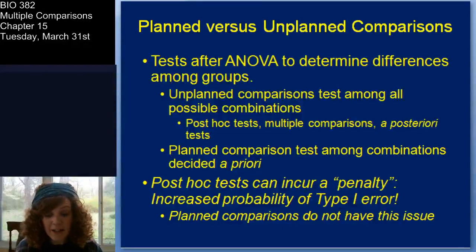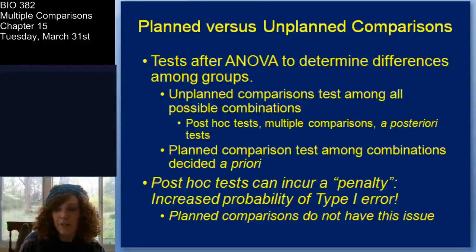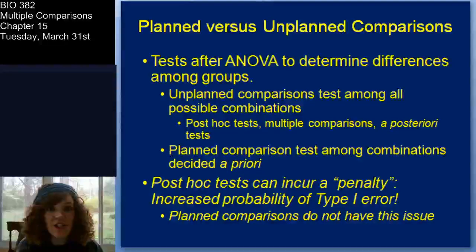The other is unplanned comparisons. Those are a posteriori tests, where you didn't decide before your test, before you got your data, how you wanted to test everything. And maybe you're interested in all possible combinations. If so, then post-hoc tests such as Tukey's test or Bonferroni adjusted t-tests might be fine for you. Okay, and we're going to go through those as well.